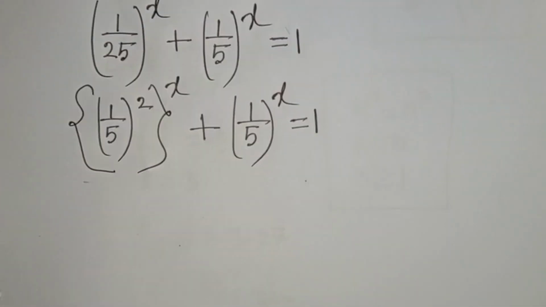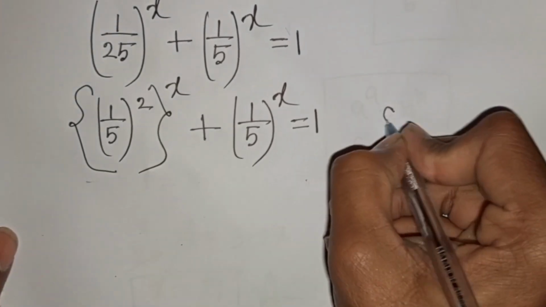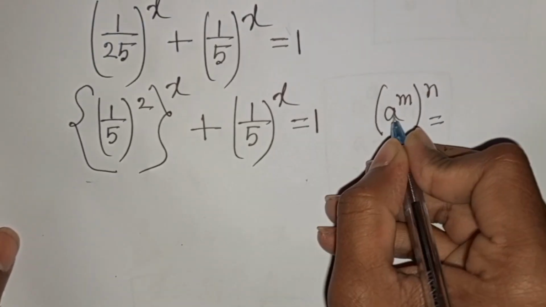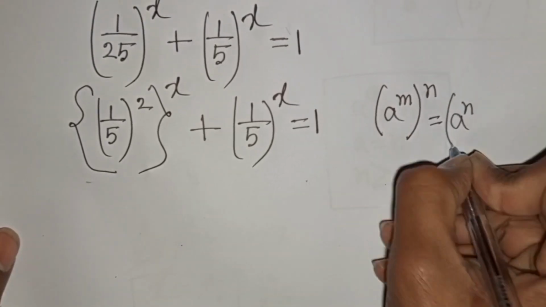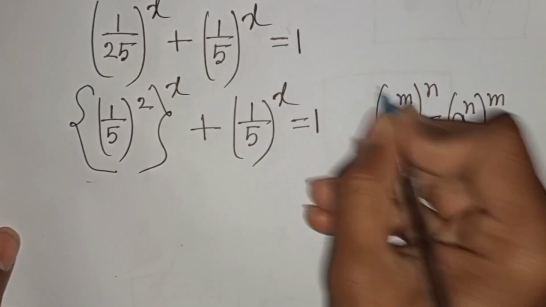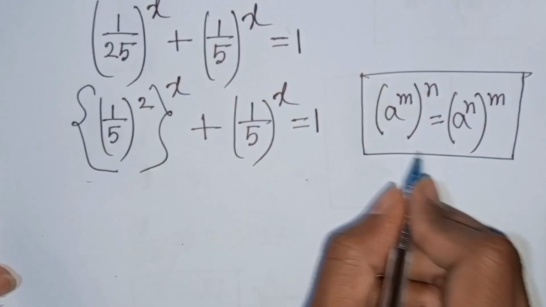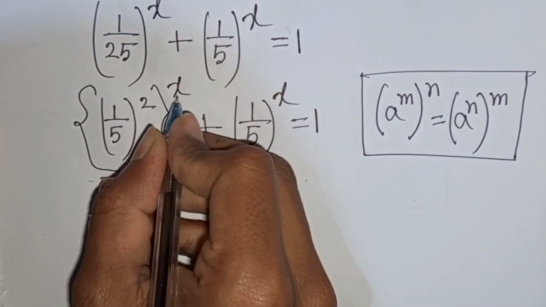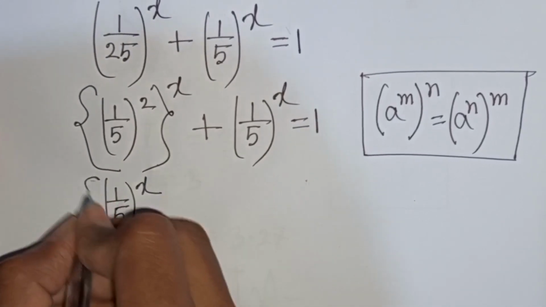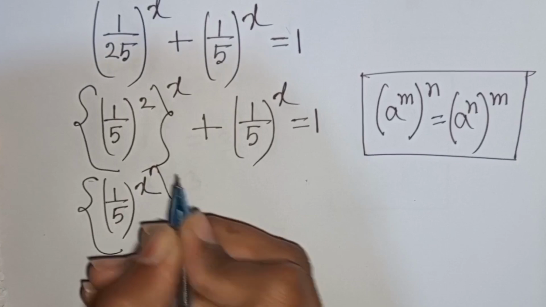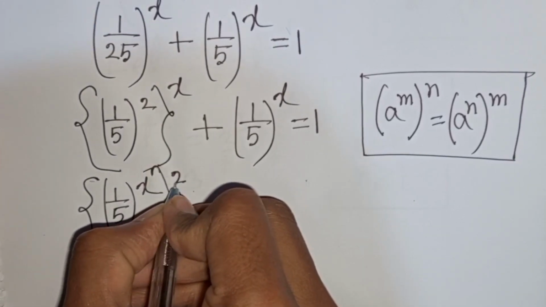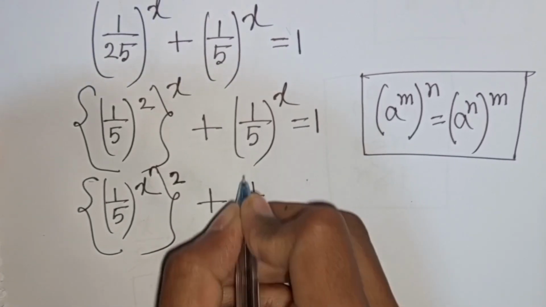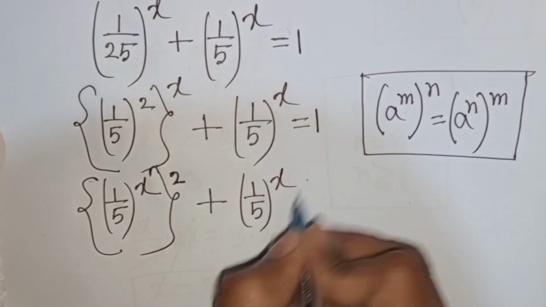Now here we can apply this exponential rule that (a power m) power n is equal to (a power n) power m. So according to this rule, we can write here ((1 by 5) power x) power 2, then plus (1 by 5) power x is equal to 1.